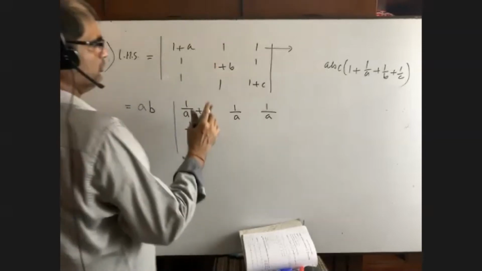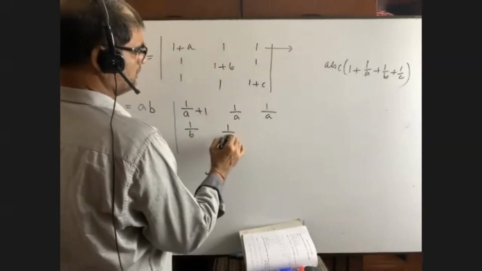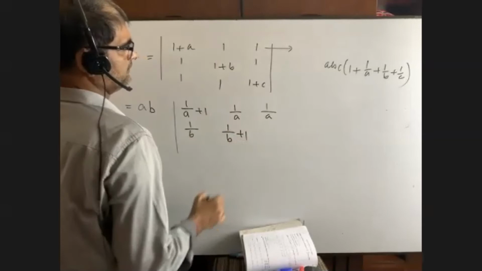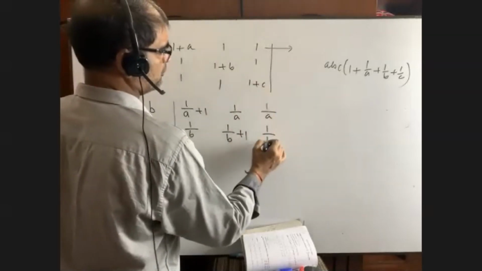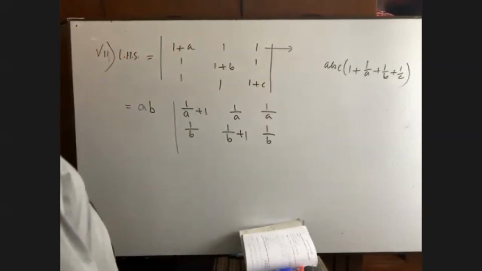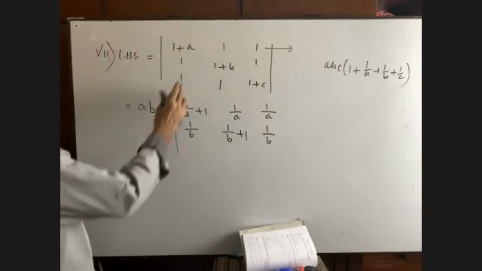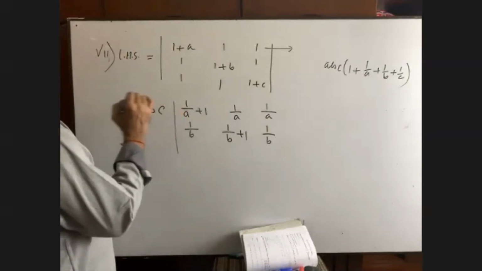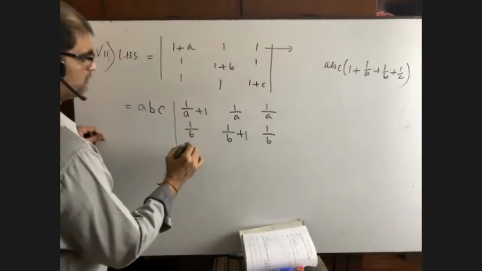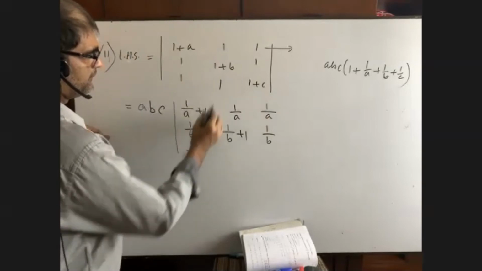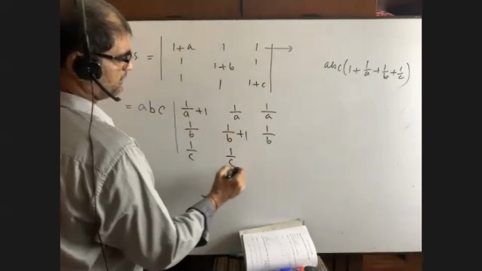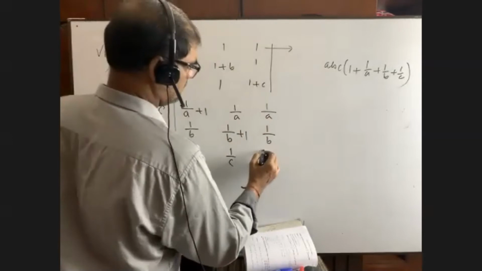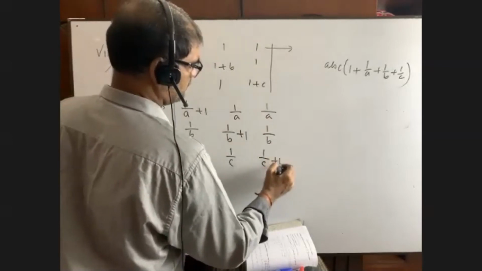Then here, what will be? 1 by B plus 1. Here 1 by B. Now you see, I am going to take C common from the third row. So it is 1 by C, again 1 by C, and 1 by C plus 1.